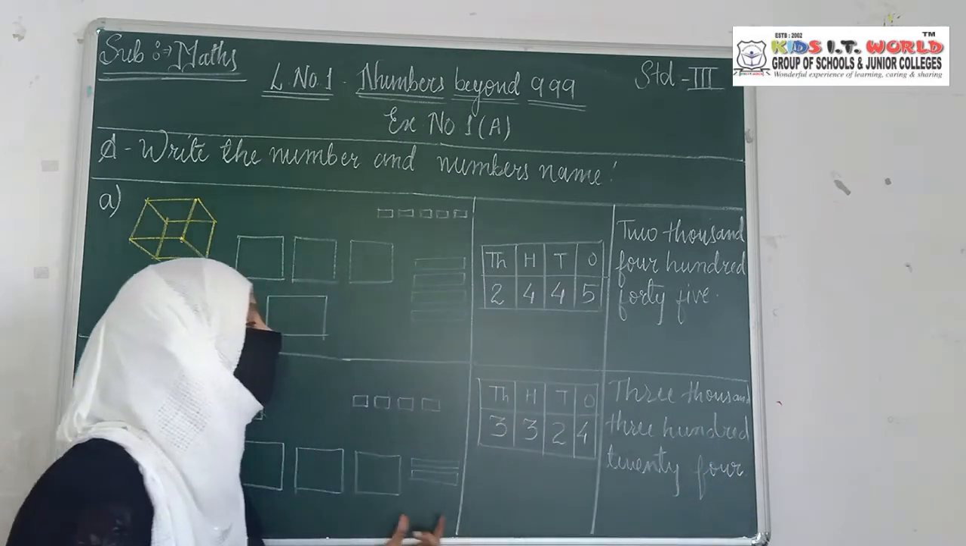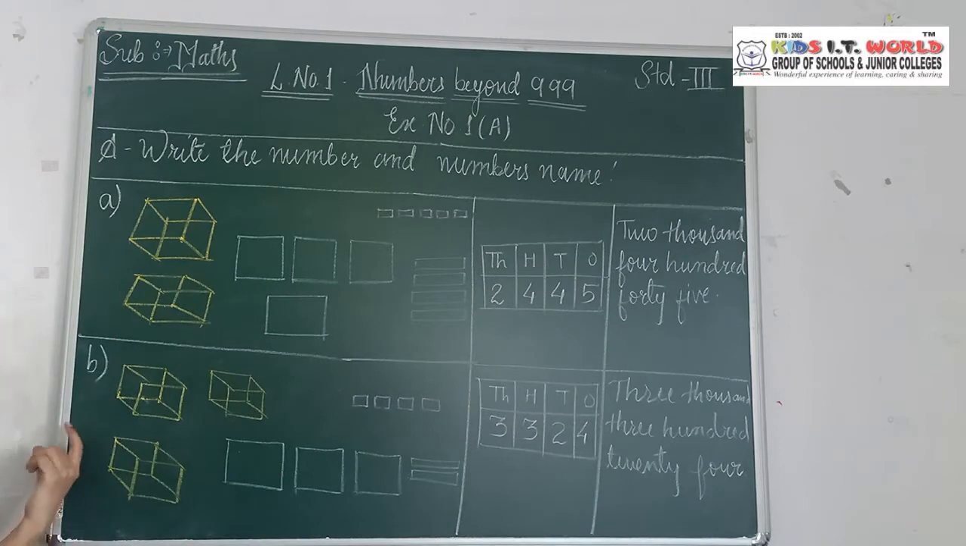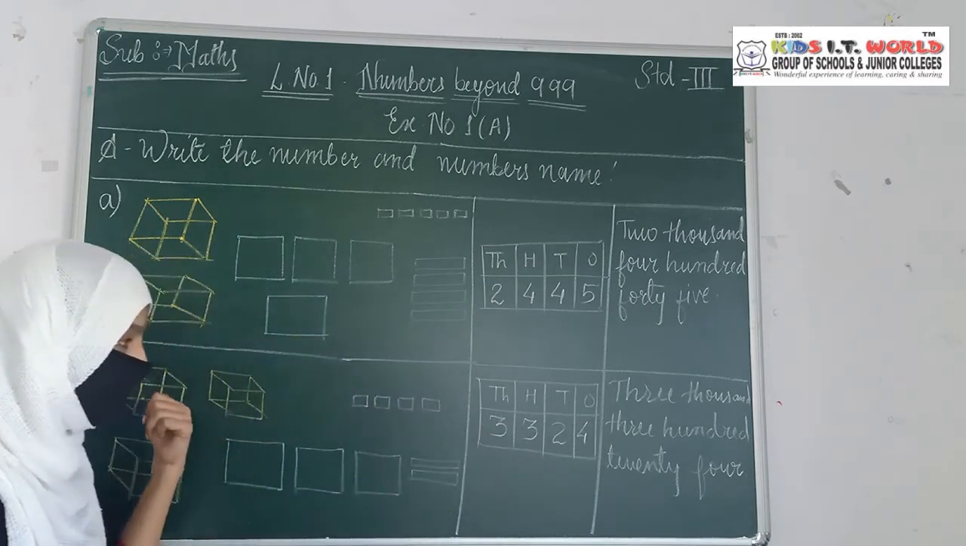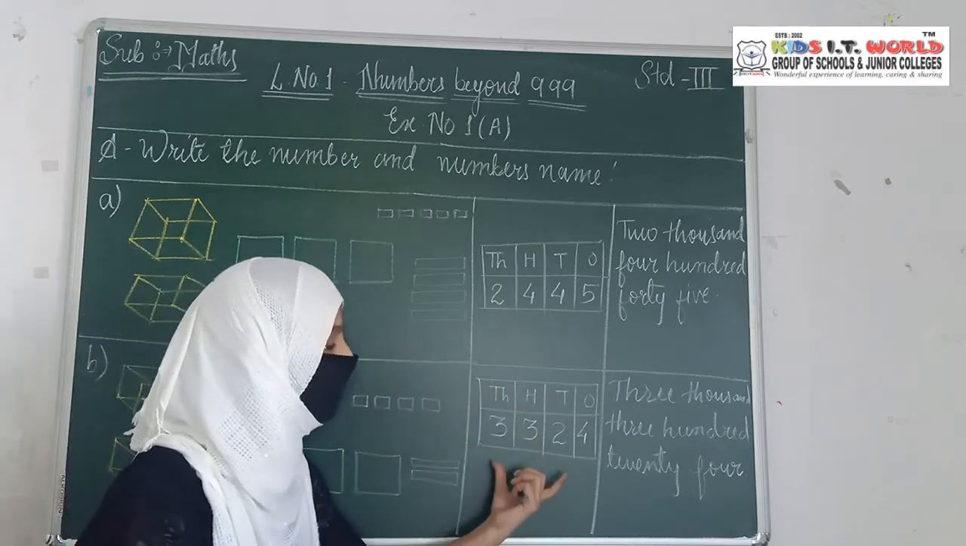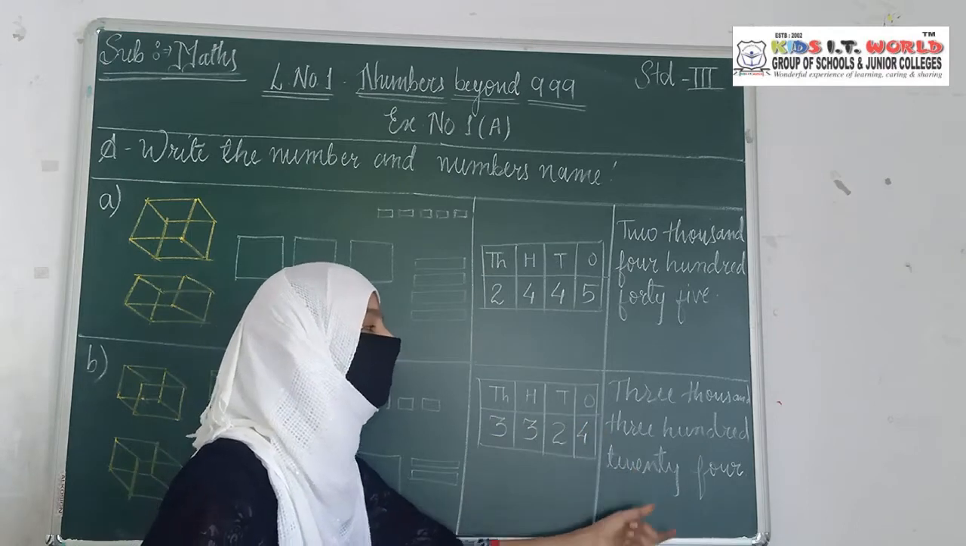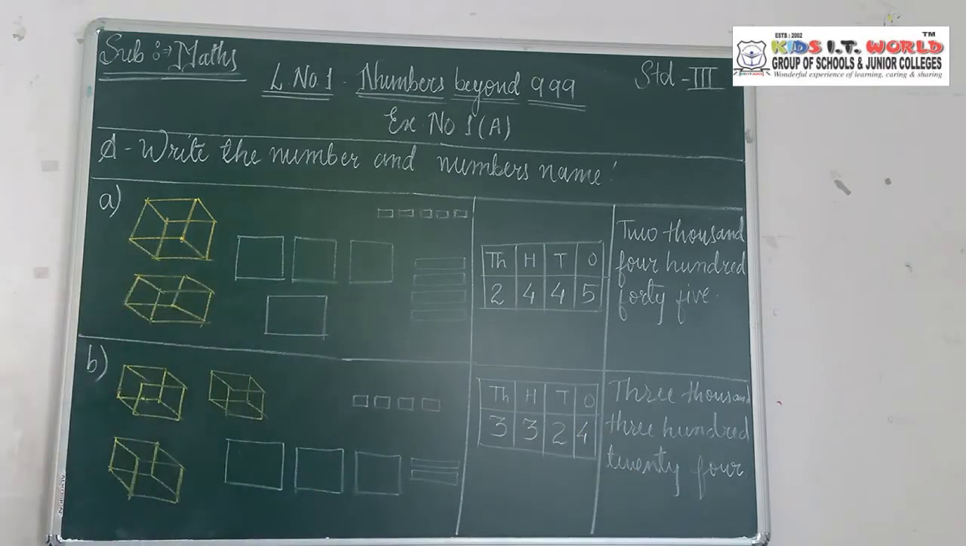In this way, if they are given to you in the diagram form, first of all observe the diagram, then make a place value chart, count the diagrams and write it in the place value chart, and read this with the place value chart and write it in the wording form. In this way, you have to solve problems like this. Now we will see question B, which is opposite to this question.